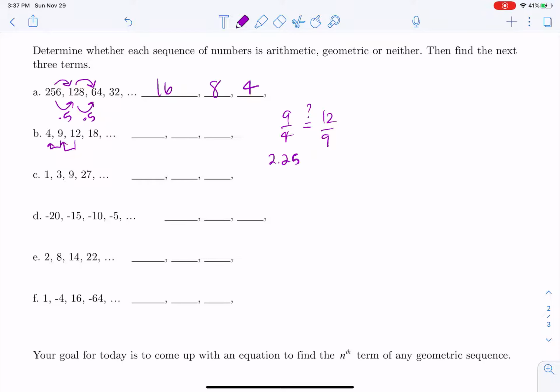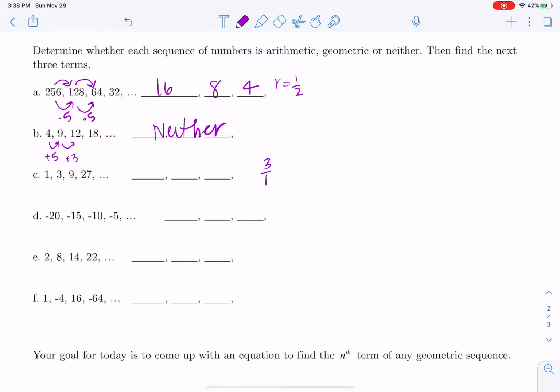So there's no common ratio here, whereas here we get a common ratio of 1/2. There's no common ratio for B. To go from 4 to 9, I can add 5. To go from 9 to 12, I add 3. So this is actually neither. It's not arithmetic and it's not geometric. So let's move on to our next piece here.